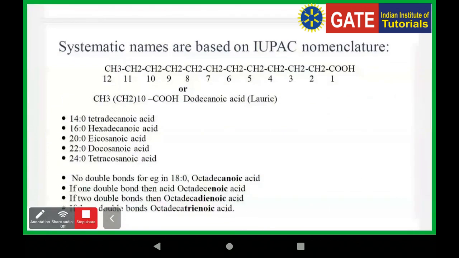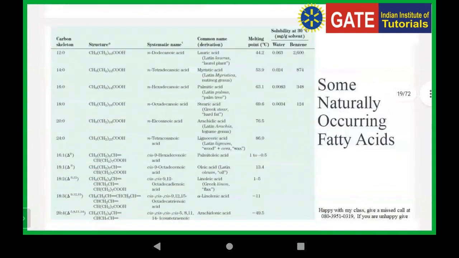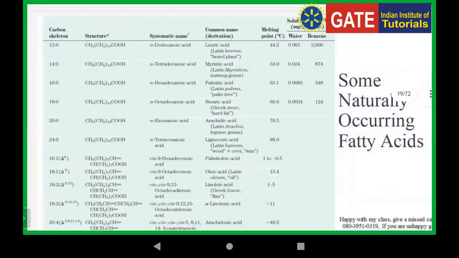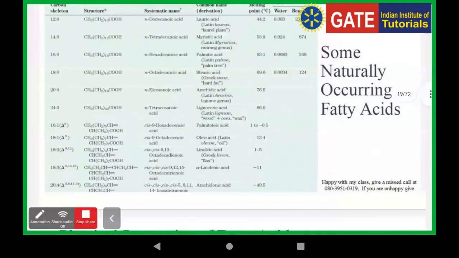Okay. So 14 carbon fatty acids are tetradecanoic acid. 16 carbon fatty acids are called hexadecanoic acid, and so on. Okay. Same nomenclature formula. Here some fatty acid examples are given. Lauric acid is a 12 carbon compound. Oleic acid is 18 carbon. Okay. Remember only a few fatty acids. Mark this.